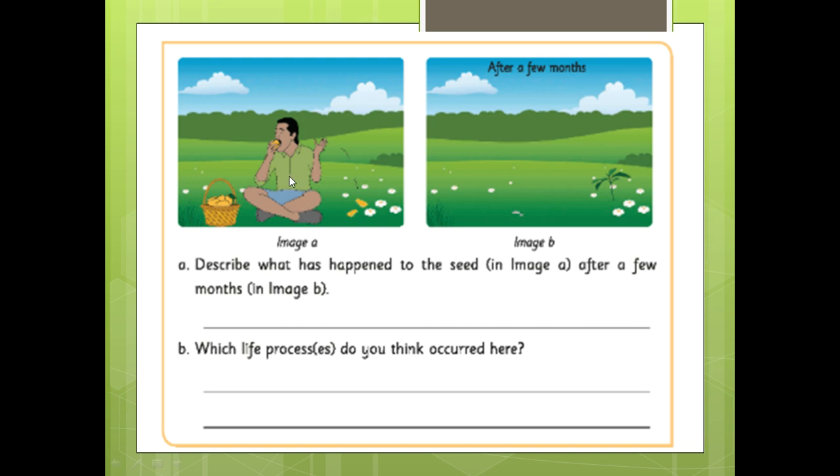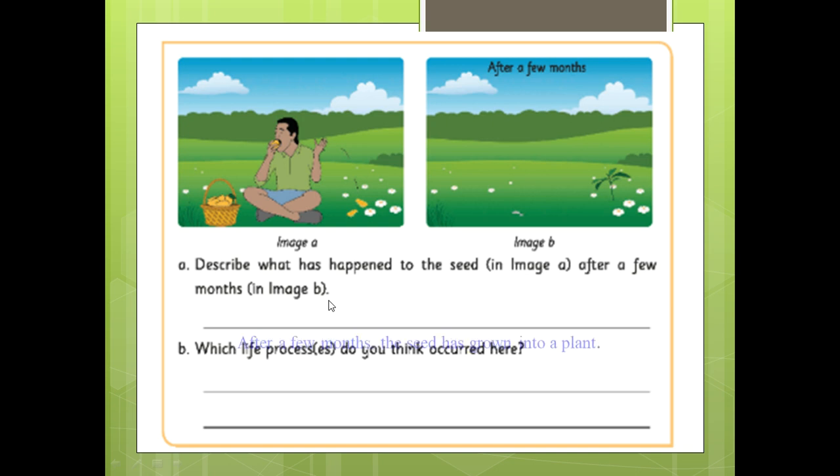Now here is another picture. In image A, you can see a man eating a mango. In image B, a plant has grown. Okay, let me see what is given here. Describe what has happened to the seed in image A after a few months in image B.